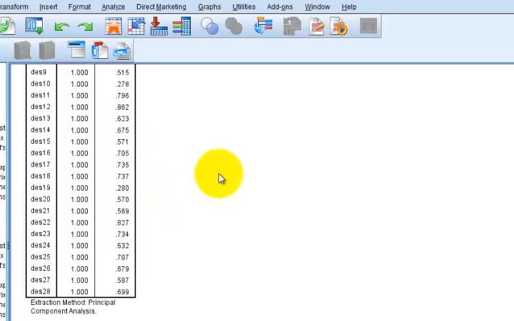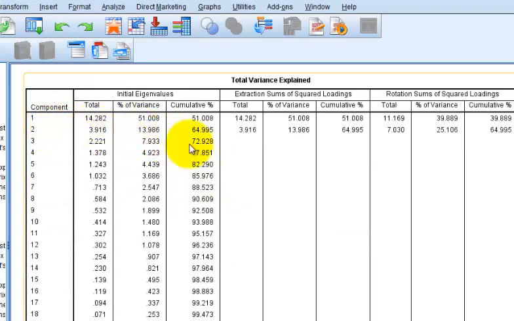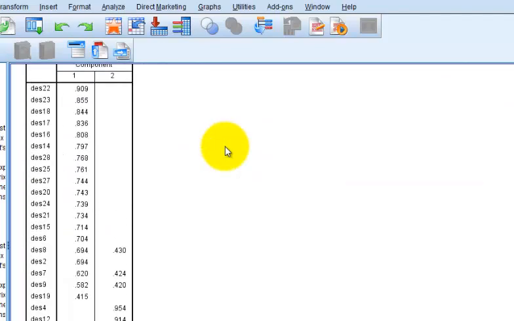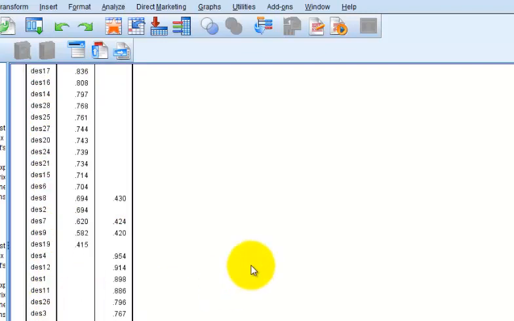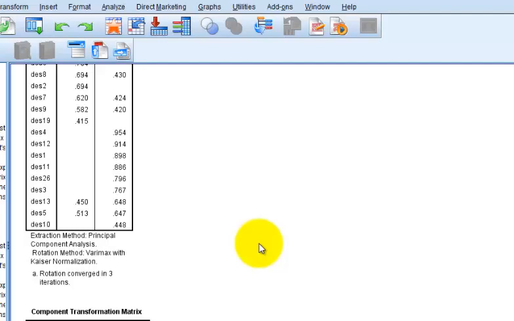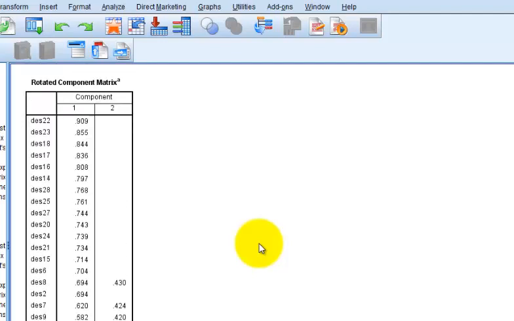So we forced it to 2. And with the 2, you can explain about 65% of the variance in how they're being answered, which isn't bad. I mean, that's pretty good. So let's see who loads up under factor 1. Would be 22, 23, 18, et cetera, et cetera, et cetera. Right? Bam. And factor 2 would be 4, 12, 1, 11, blah, blah, blah, blah. Bam, bam, bam. Now, we're going to do a quick reliability check on that Cronbach's alpha to see if these questions do play together well enough to be used in a correlation or something.